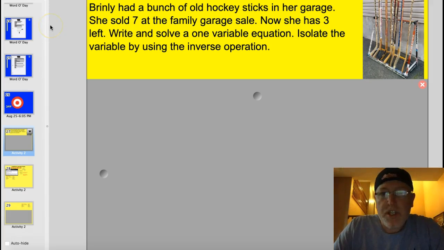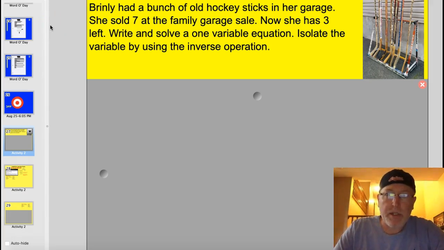Let's dive right into a problem here. Brittany had a bunch of old hockey sticks in her garage. She sold 7 at the family garage sale. Now she has 3 left. Write and solve a one-variable equation. Isolate the variable using the inverse operations.